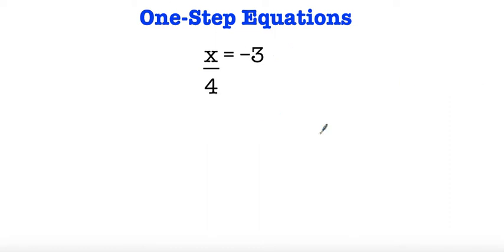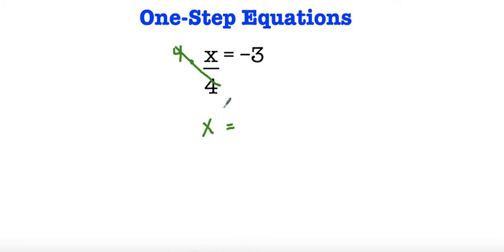Here I have x divided by 4 is equal to -3. So we're going to do the same thing here. So we're going to multiply both sides by 4. 4 divided by 4 is 1. 1x is the same thing as x.